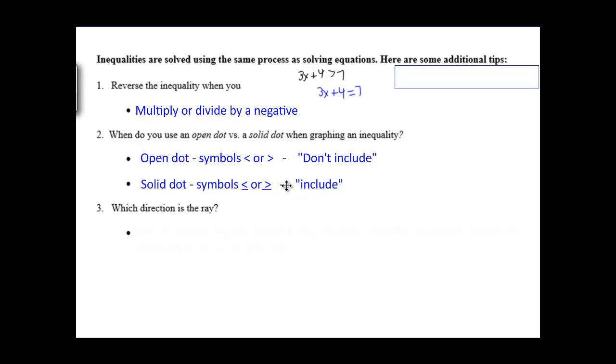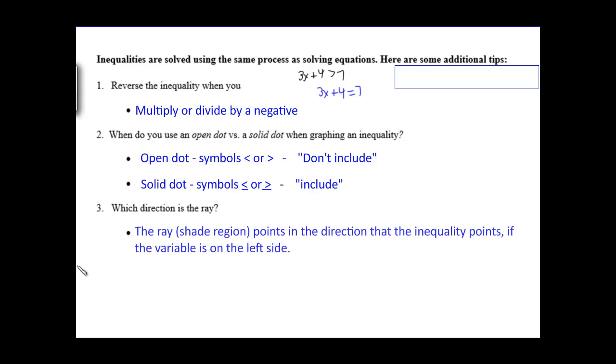And the last thing we have to remember is which direction do we shade? Probably the easiest way to remember is to solve and put the equation with the variable on the left. The shaded region points in the direction that the inequality points. So if the variable is on the left-hand side, meaning we would get most of our inequalities where it's y on the left and then x plus 6, since this is pointing to the left, we're going to shade this side of the y.